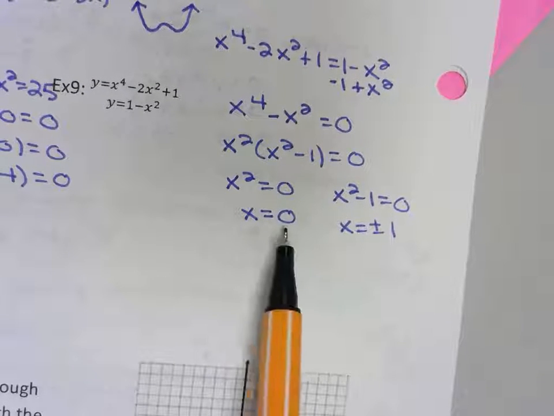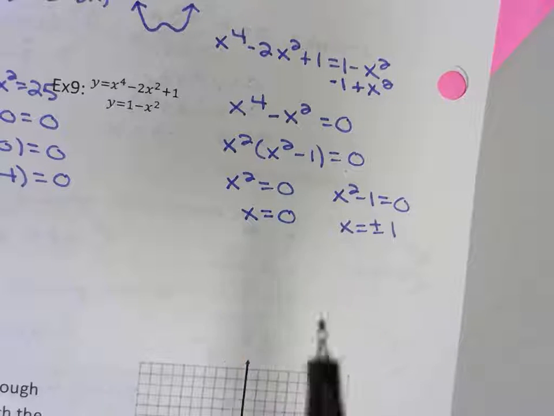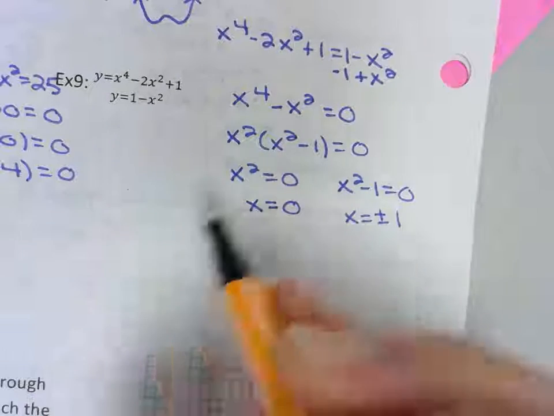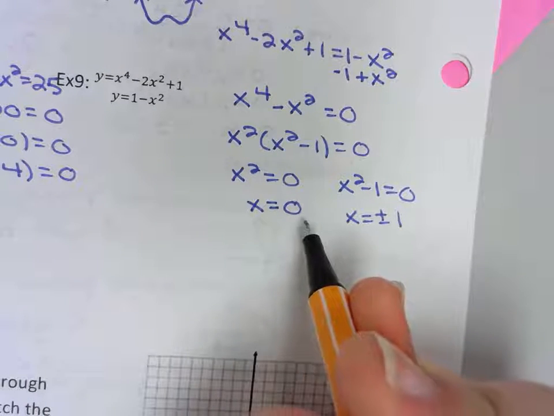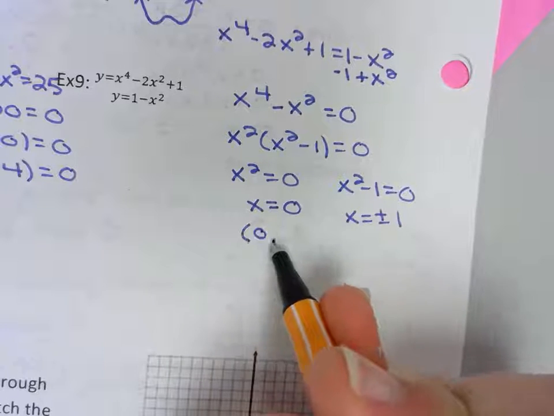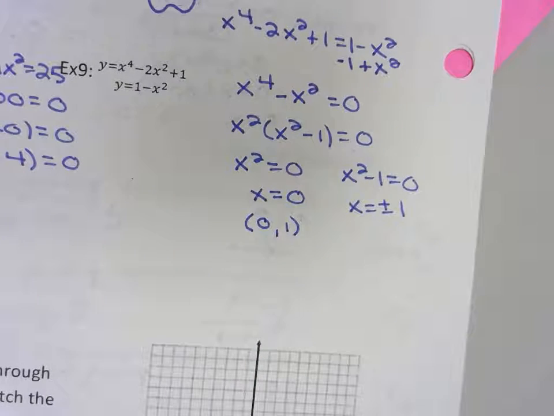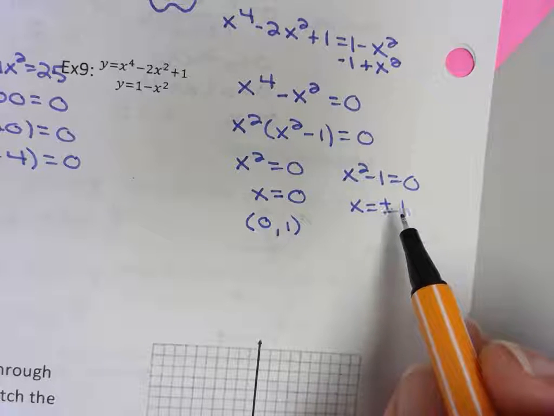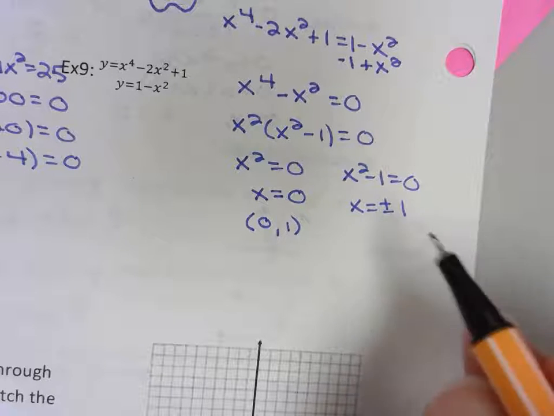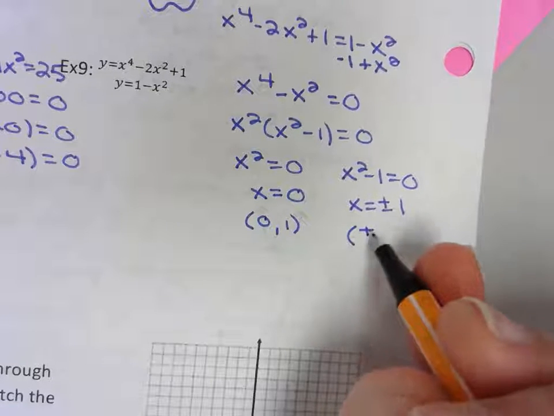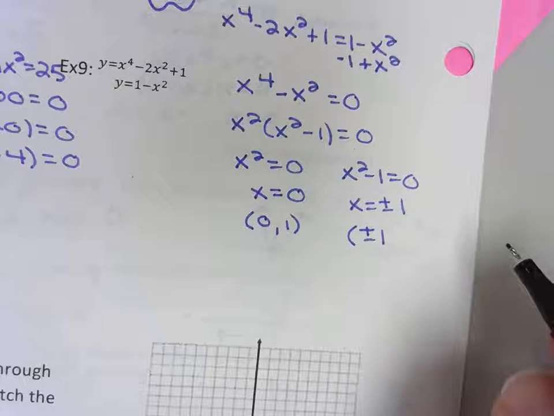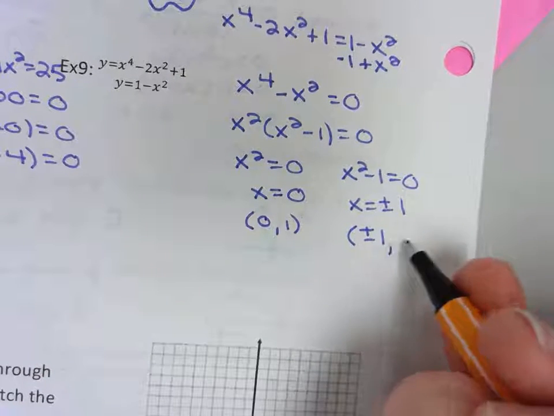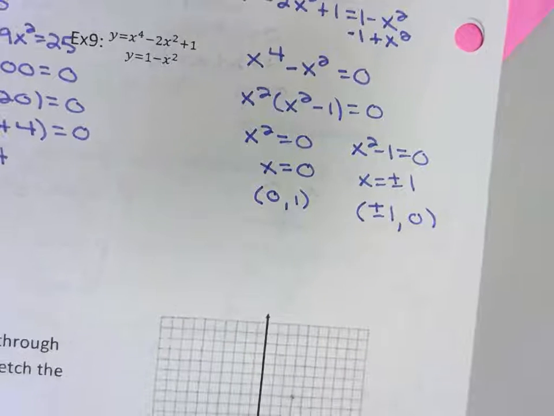So if I know x is 0, x is plus or minus 1, how do I find y? Plug it in, and I would choose the bottom one because it's the easiest. So if I plug in a 0, y is going to be 1. So (0, 1) is 1 point. If I plug in a positive 1, or a negative 1, actually, they'll give me the same thing. Y is going to be 0. So those look like my 3 intersection points.